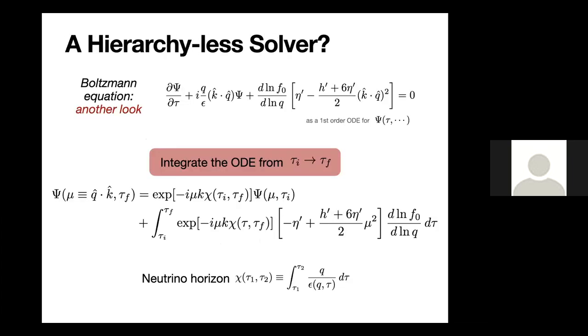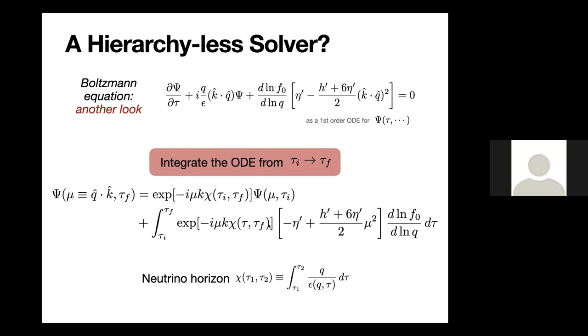So we would like to take another look at the Boltzmann equations. Here, instead of just directly casting the Boltzmann equations into multiple forms, we first treat the Boltzmann equation as a first order differential equation for psi as a function of conformal time tau. And then we can integrate this ordinary differential equation from tau i to tau f.